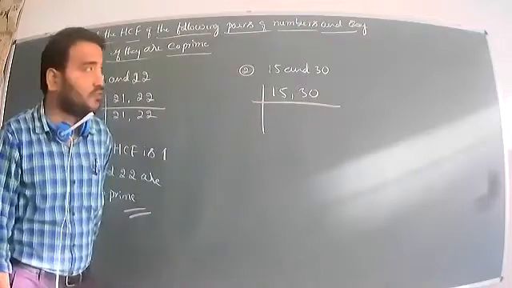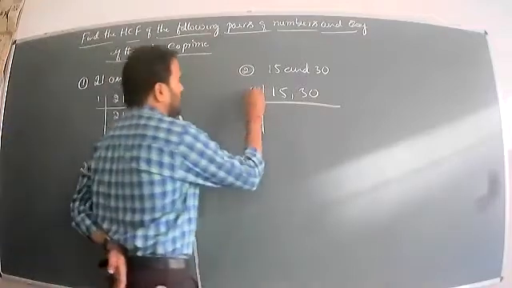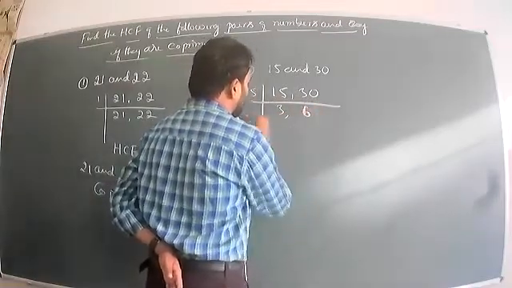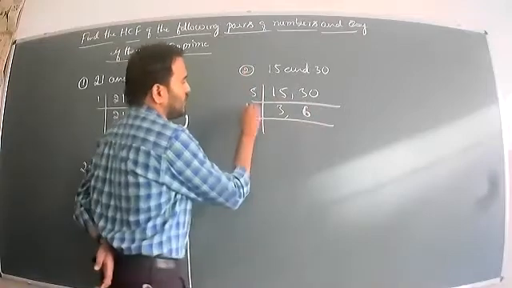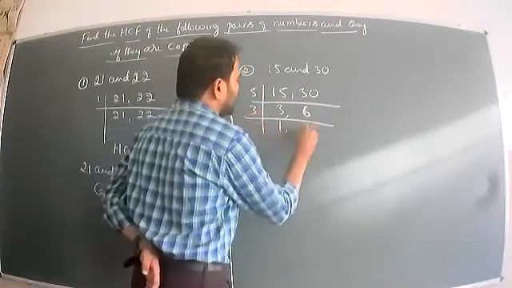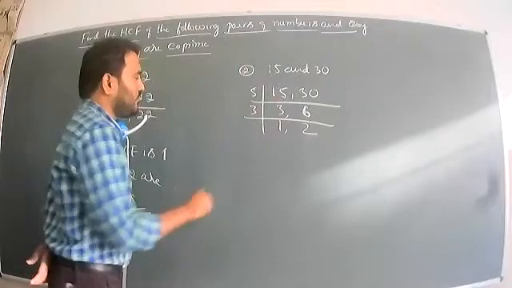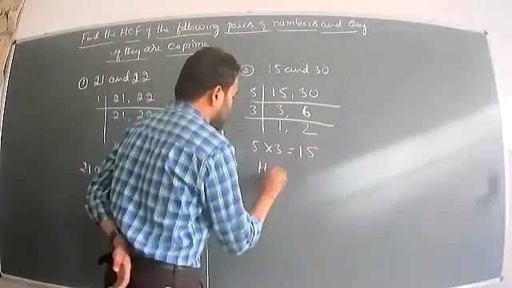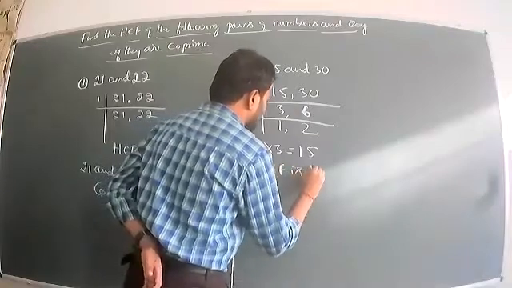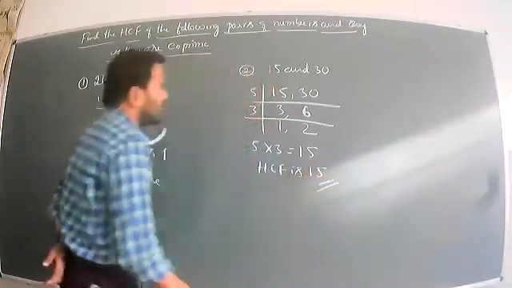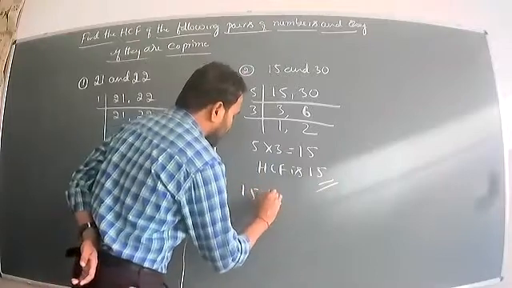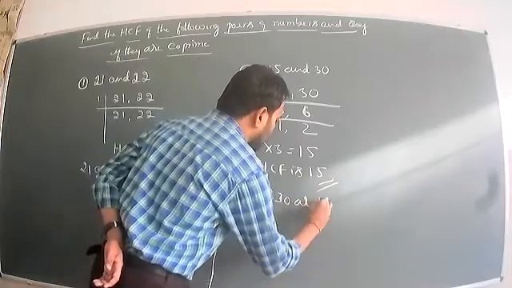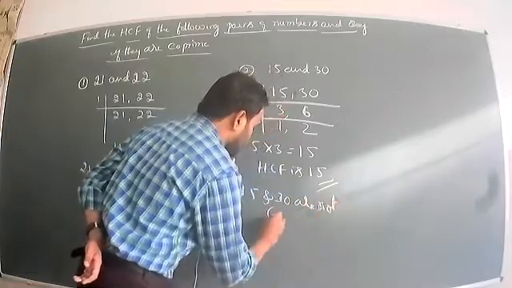Can it be divided? Check. So can 5 divide? Yes. 5 threes are 15, 5 sixes are 30. Yes. Next, can we check 3? 3 ones are 3, 3 twos are 6. Okay, HCF is 5 into 3. HCF is 15. So 15 and 30 are not co-prime. Are not co-prime.